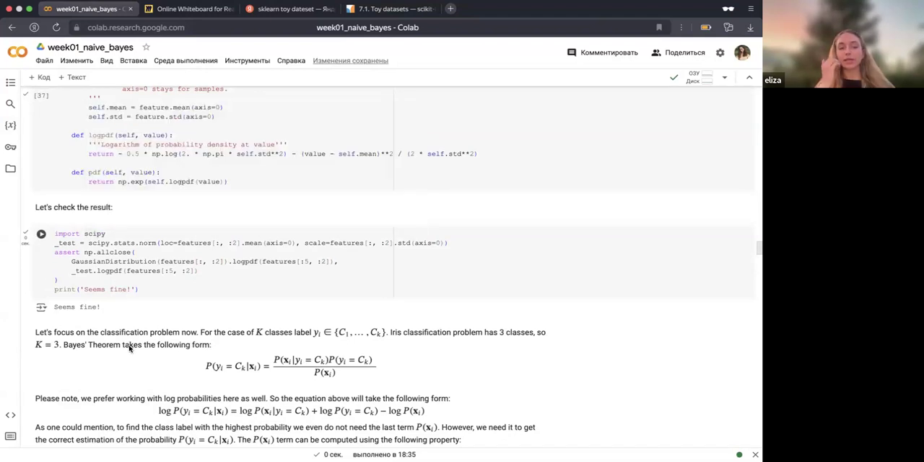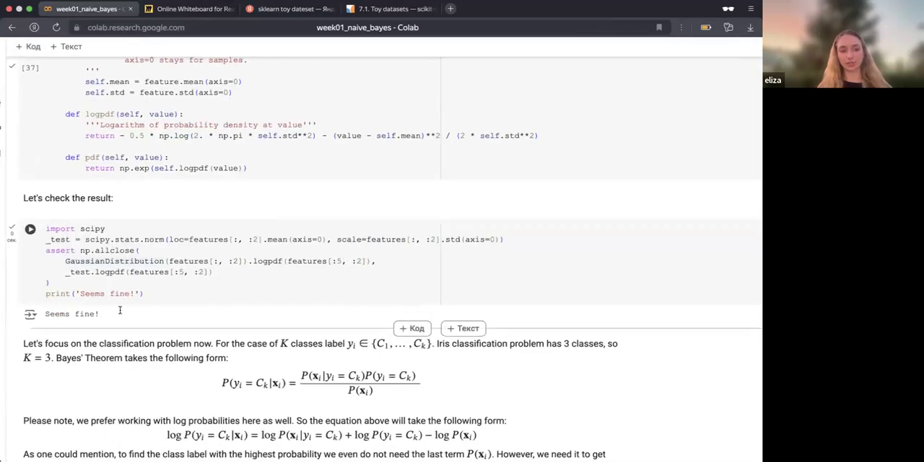In the SciPy library, you can take the ready normal distribution, and when you solve machine learning tasks in real life, you use the ready functions, the ready distributions. But today we want to write it from scratch. I think it could be interesting. We can compare our result with the results from the SciPy stats implementation, and we see that our distribution and the distribution from SciPy stats give the same results.